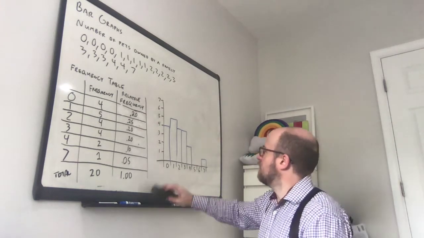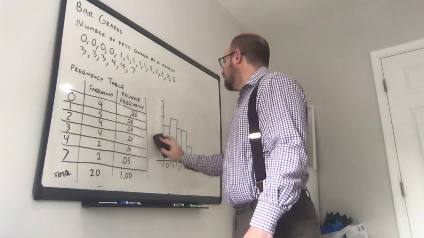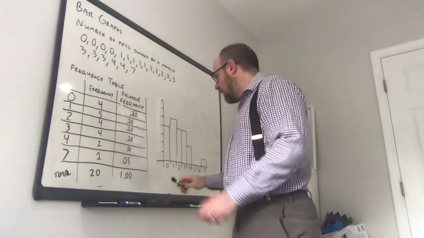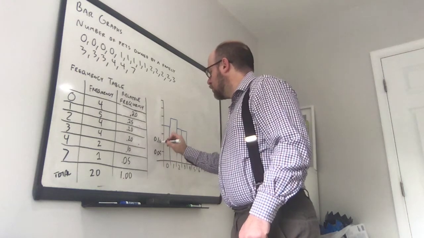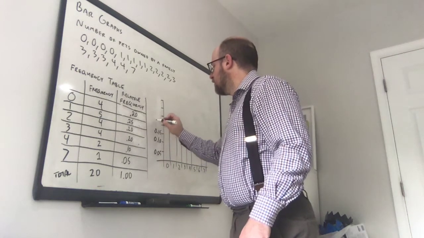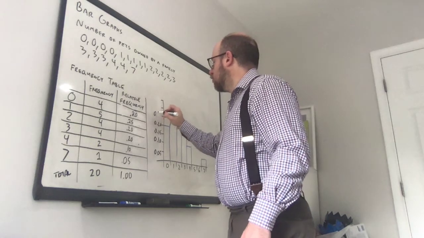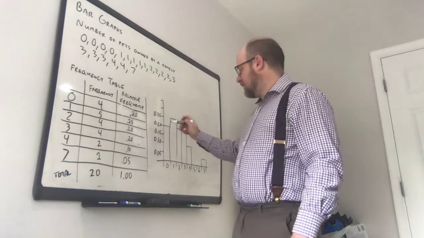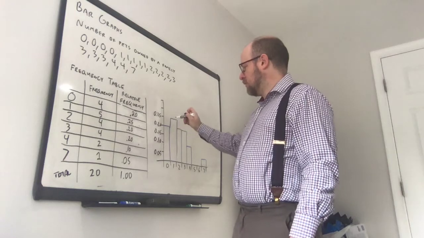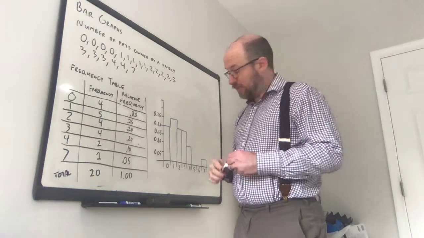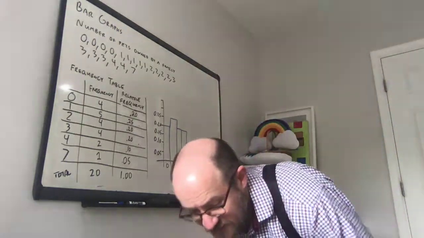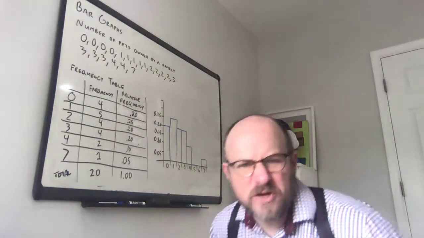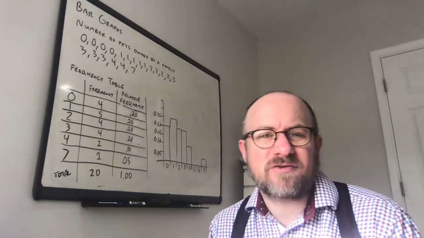So if I changed all of these to relative frequencies, I'd get the exact same graph, but I would have 0.05, 0.10, 0.15, 0.20, 0.25, right? And you can see 0 has 0.20, 1 has 0.25. Everything looks exactly the same if you use relative frequencies instead of frequencies. Just be careful and use whichever one the problem asks you to do.